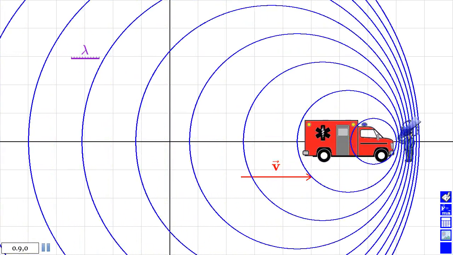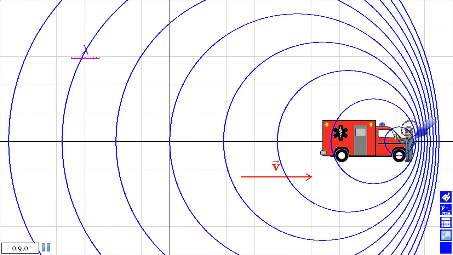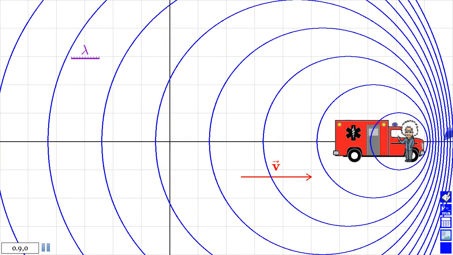So in front of the ambulance, the observed wavelength is only going to be 0.1 of the original wavelength, whereas behind the ambulance, the wavelength that's observed will be 1.9. It will be much larger than the original wavelength. Now let's see if we can come up with an equation that describes the Doppler shift.